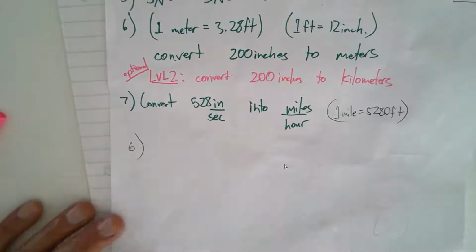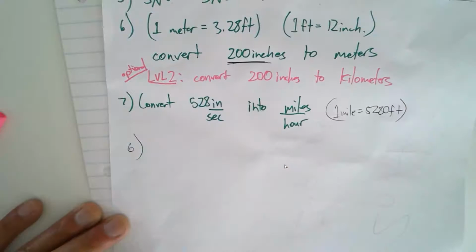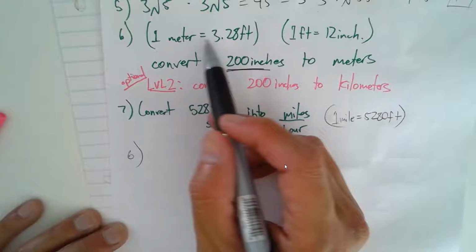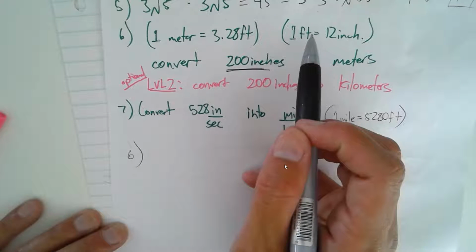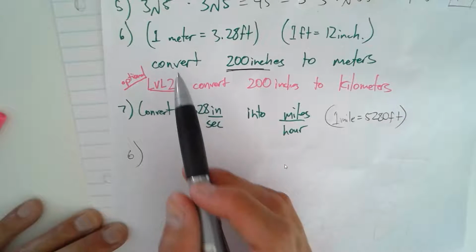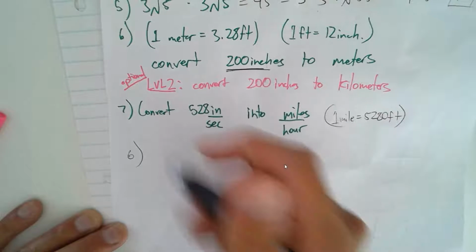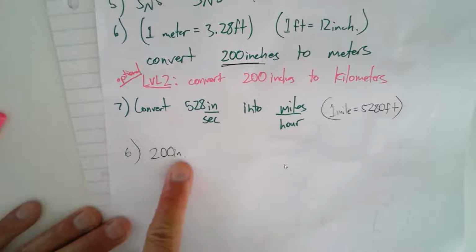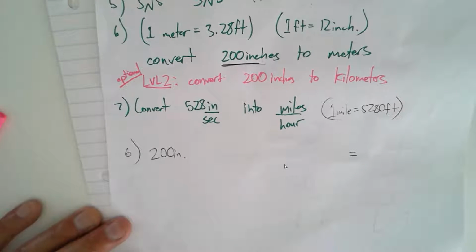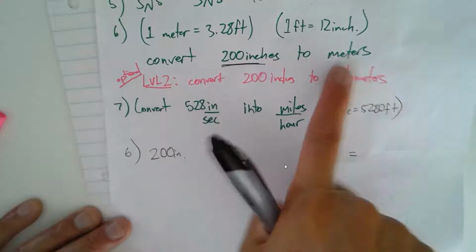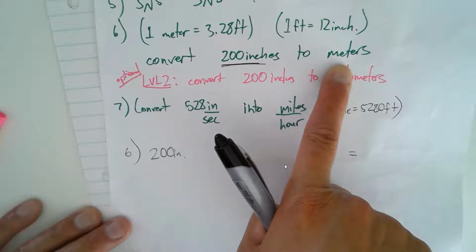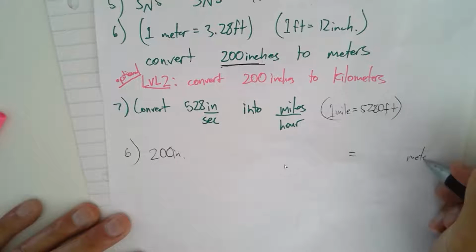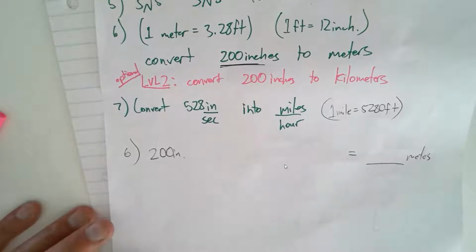What you're supposed to do is start with whatever number you're given. The numbers here are not numbers that were given to you. These were conversion rates. The only thing that the question said was to convert 200 inches to meters. This is the only valuable piece of information we have to start with. You need to convert this inches to what type of unit? What unit do we want at the end? We don't want inches, but what do we want at the very end? Meters. We want units of meters at the end.